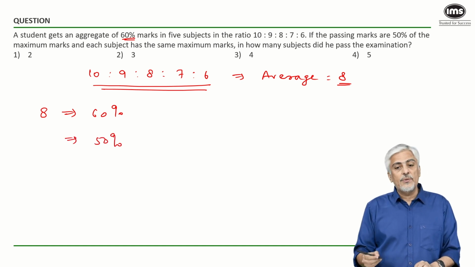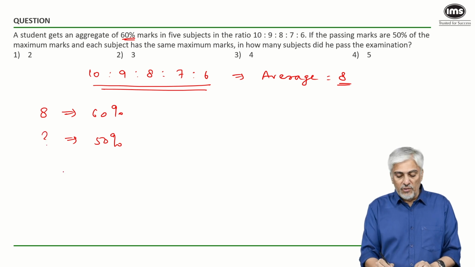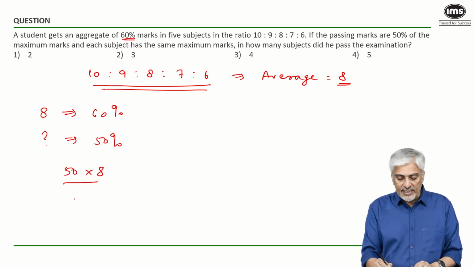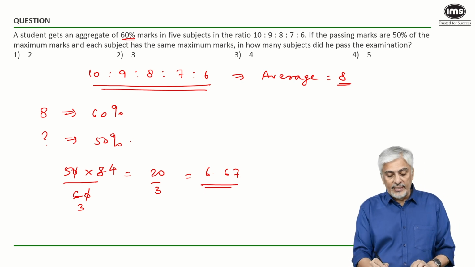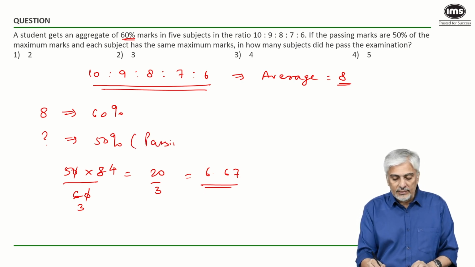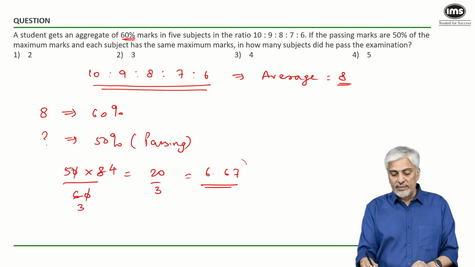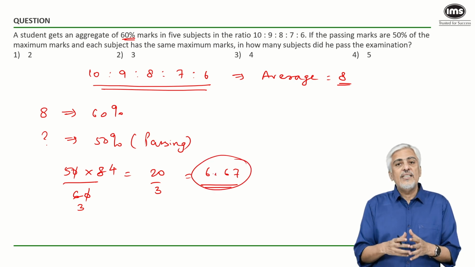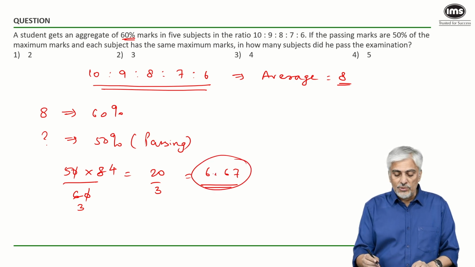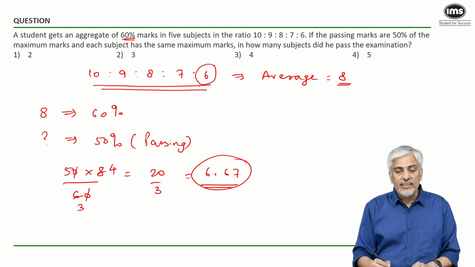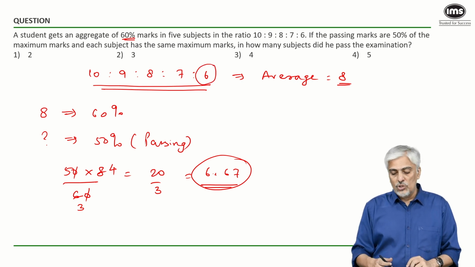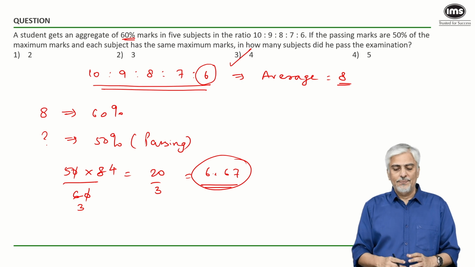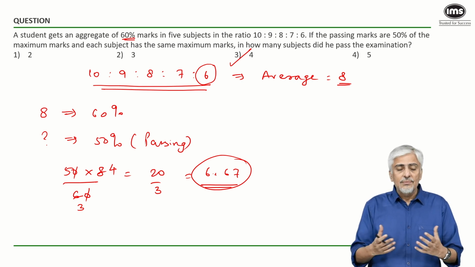So how much is 50%? If 8 is 60%, how much is 50%? It will be 50 upon 60 into 8, 2 3s are, 2 4s are, which is 20 upon 3. Again 6.67. That means 50%, which was the passing marks, is 6.67. So if you need 6.67 to pass, the only subject you're failing is where you're getting 6 marks. Everything above that is passing. So hence you're passing in 4 subjects out of 5. So again, a couple of approaches for this question, a pretty interesting one.